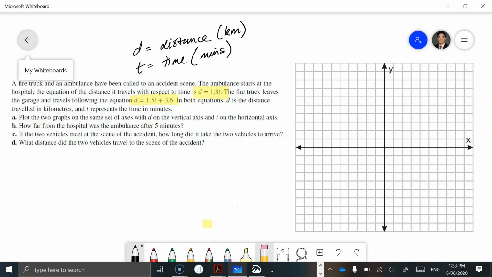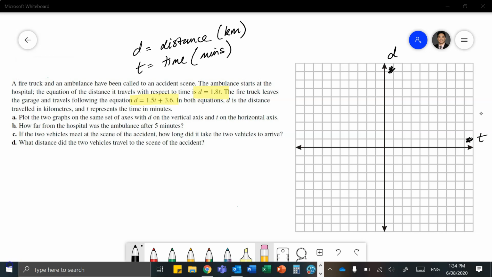Okay, first thing, plot the two graphs on the same set of axes, with D on the vertical axis and T on the horizontal axis. Okay, so we know that this is time and this is distance. How far from the hospital was the ambulance after 5 minutes? And if the two vehicles meet at the scene of the accident, how long did it take for the two vehicles to arrive? What distance did the two vehicles travel to the scene of the accident?